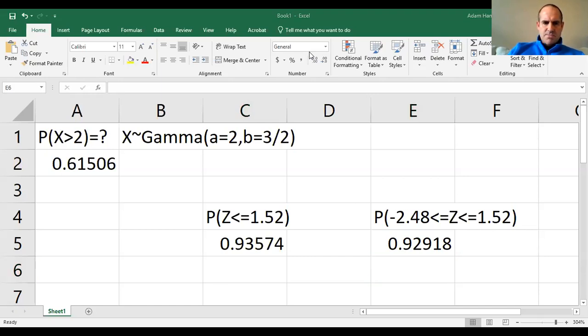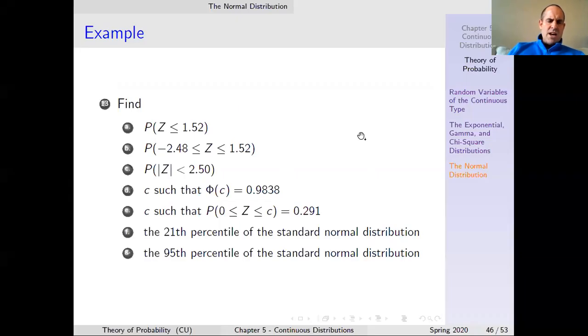Okay, what's the third one? Find the probability that z in absolute value... Remember, z has 0 as the mean, and so it can be negative or positive with equal probability. The standard deviation is 1 in both directions. Okay, probability that z in absolute value is less than 2.5.